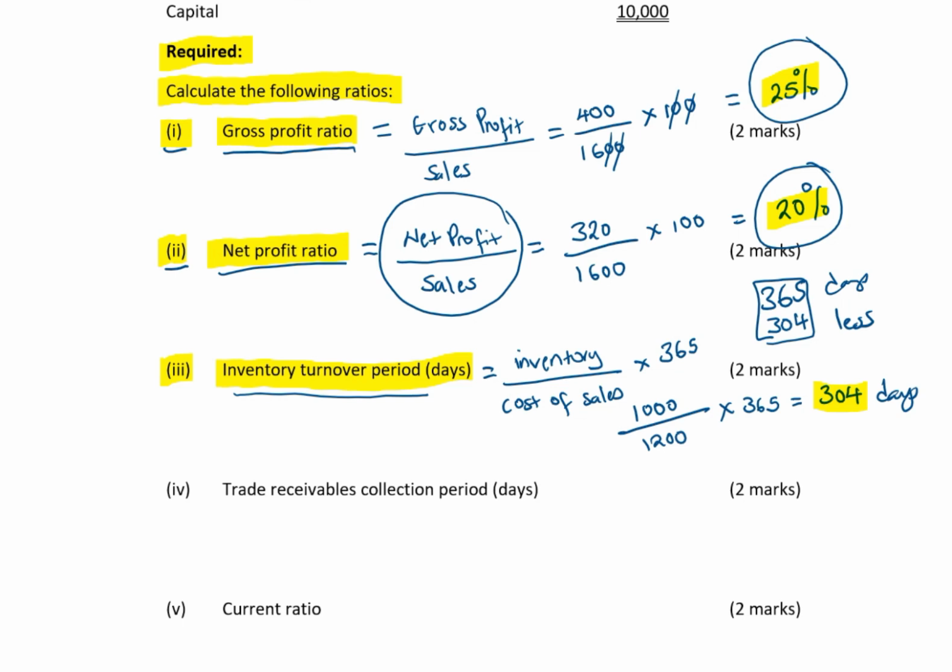An investor is going to be happy at the fact that once you've ordered your products, you can turn over after 13 days, after 21 days. But if the turnover is after 304 days, there could be a problem. So that is it on inventory turnover period.